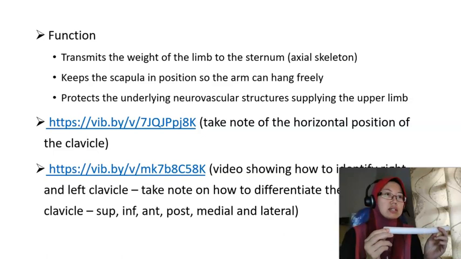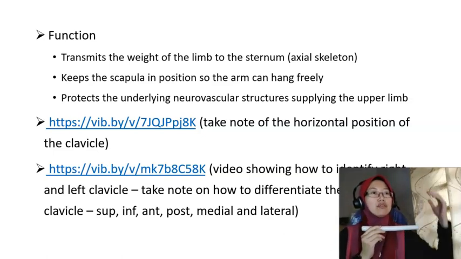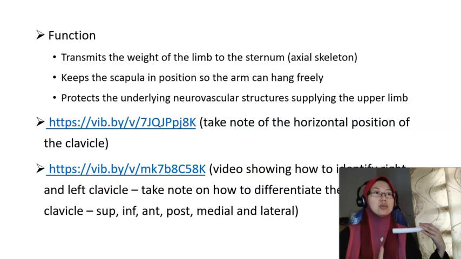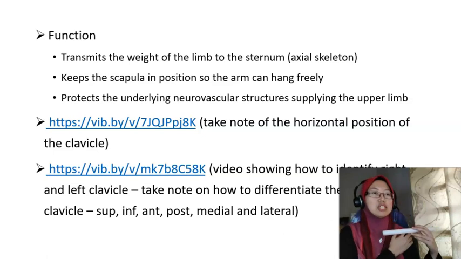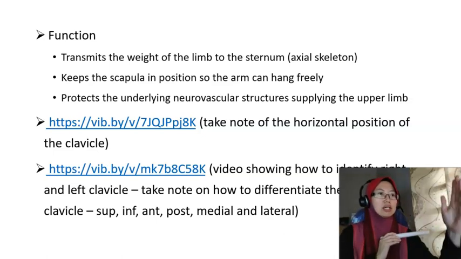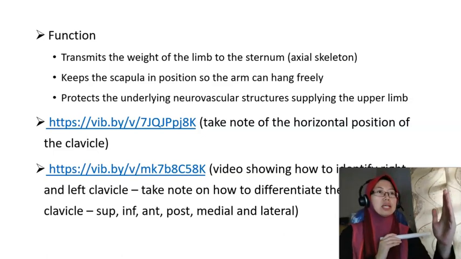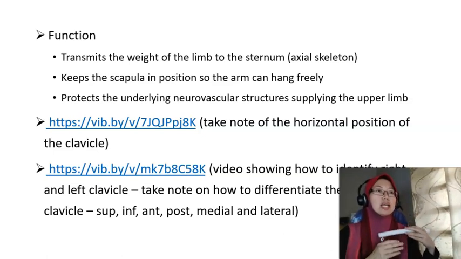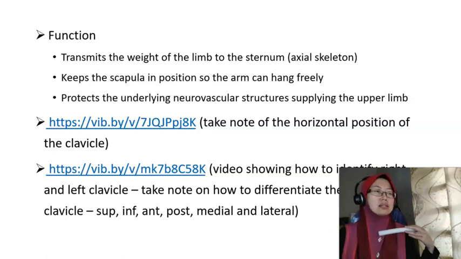Function of clavicle: it transmits the weight of the limb to the sternum, the weight of your appendicular skeleton to your axial skeleton. And it keeps scapula in position so that the arm can hang freely, and it protects the underlying structure. Okay, in our next subsequent lecture, we will learn about what are the structures that lie underneath clavicle.